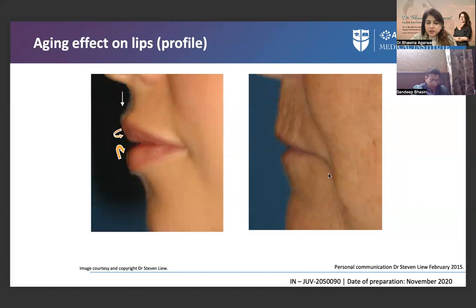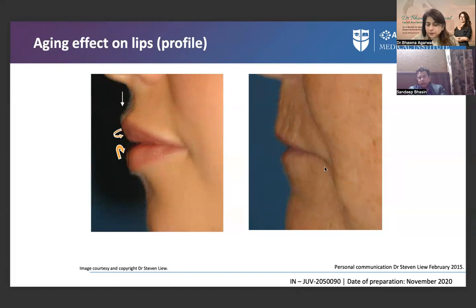Now, this downturning of the commissure unifies with the marionette line also. So they'll combine with the marionette line. Is this downturning of the commissure linked with hyperactivity of muscles? Yes, but it is not only because of hyperactivity. First of all, there is loss of support and loss of volume, and then activity of the muscle. All these three contribute to the downturn.